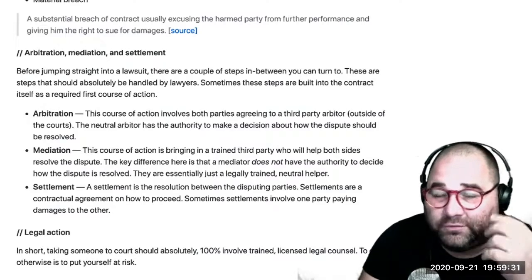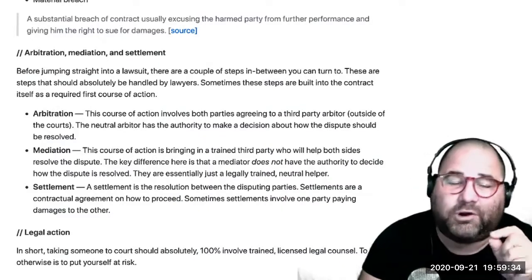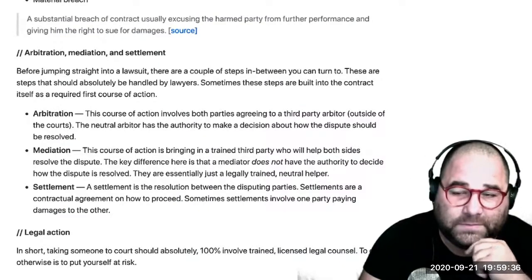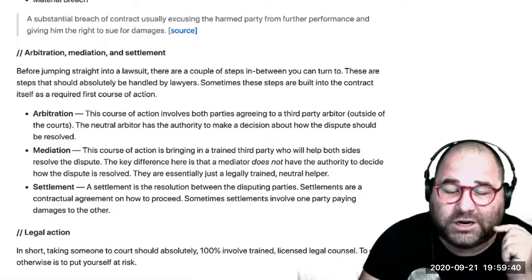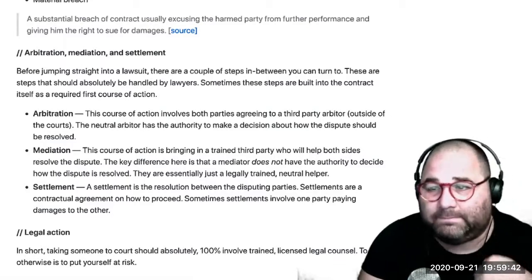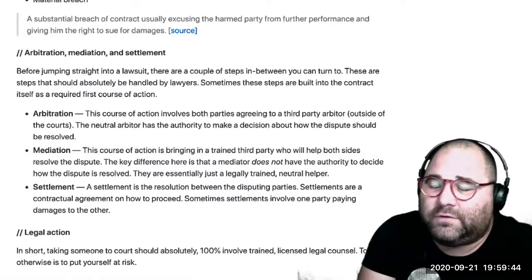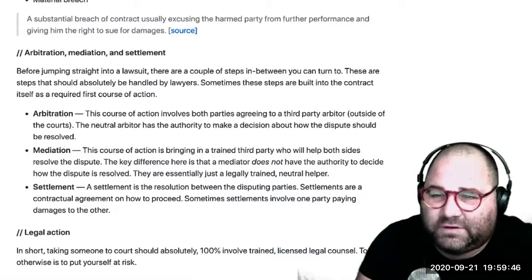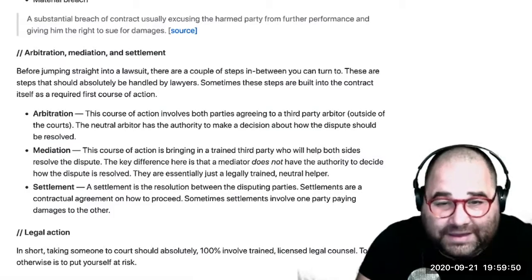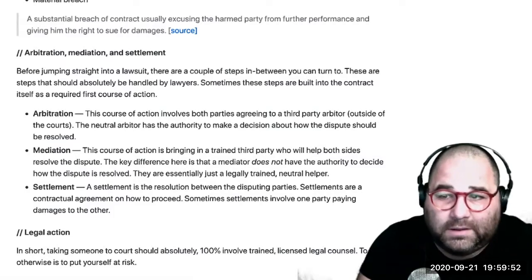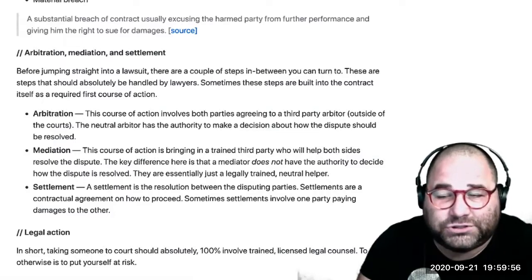Sometimes these steps are built into the contract itself as a required course of action. So we talked about arbitration clauses in the contract we looked at during the workshop. So arbitration. This course of action involves both parties agreeing to a third-party arbiter. This is outside of a court. This neutral arbiter has the authority to make a decision about how the dispute should be resolved.